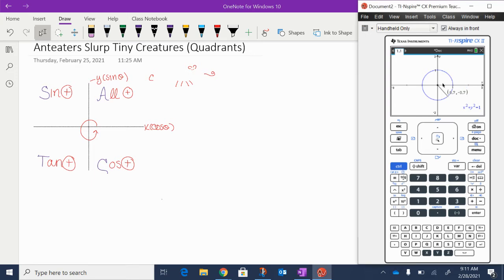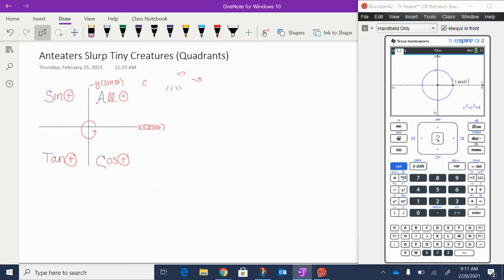Last but not least, and we'll be talking about this, you'll see at the unit circle when you reach these, like the axes, sine and cosine have special values. And that also corresponds to the graphs of sine and cosine. We will talk about that in the next video.